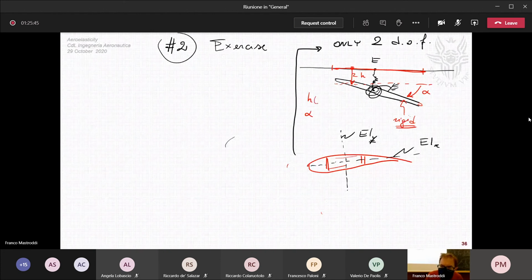H is a function of time, for example. So if you take this and push it down, rotate and release, you are describing in a simplified way the dynamics of a wing. Okay?